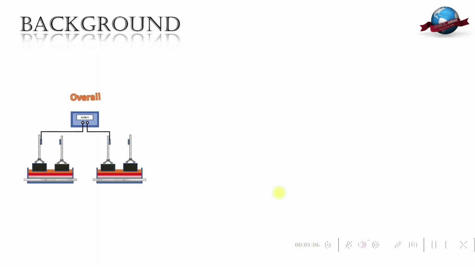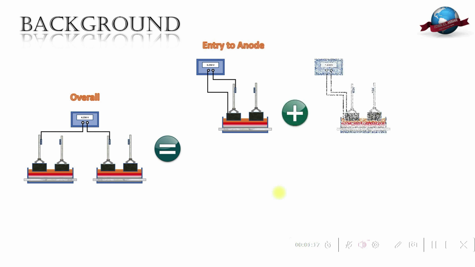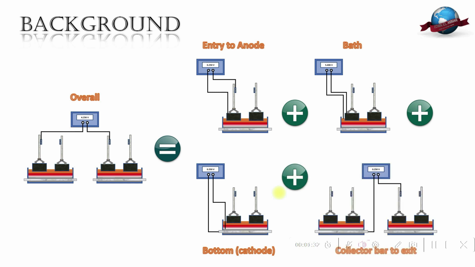Overall spot voltage is equal to entry to anode, plus bath, plus bottom cathode, plus collector bar to exit.